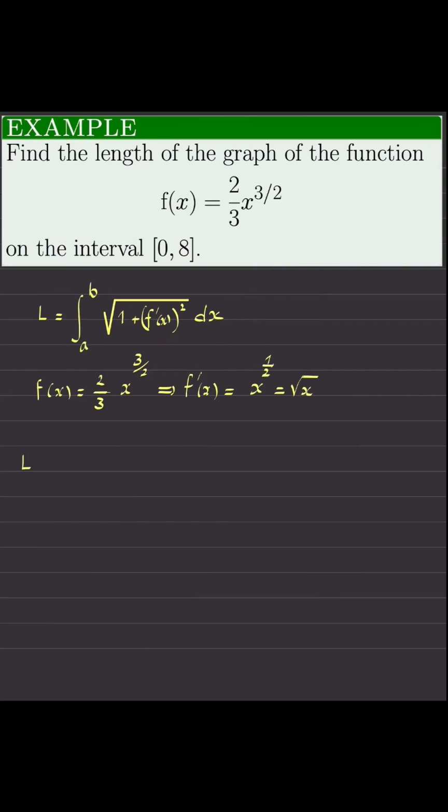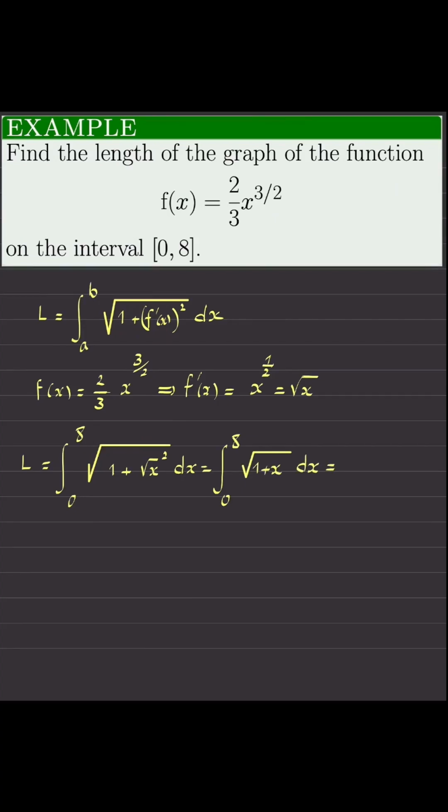Okay, so the L becomes equal to the integral. Here the lower limit is 0, the upper limit is 8, so I go from 0 to 8, then square root of, and then I have 1 plus f prime to the power of 2. So it becomes 1 plus f prime, which is the square root of x, to the power of 2, dx. So this becomes the integral from 0 to 8, square root of 1 plus x dx.